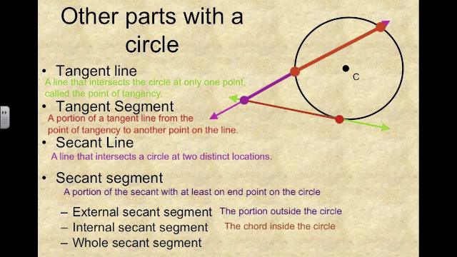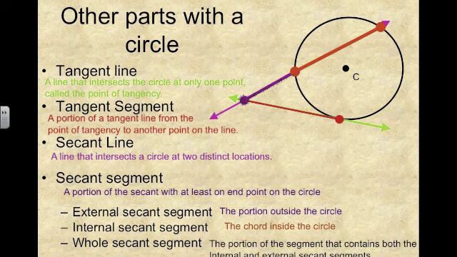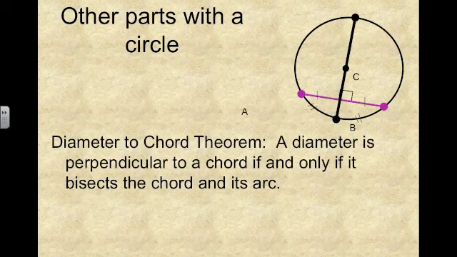Okay? We have an internal one. Well, that's actually just a chord. The internal secant segment is just a chord that happens to be part of this whole line. And then you have your whole secant segment, which is from that point outside through the point on the circle where the two of them meet all the way to the far side. So that's the whole thing. You're going to have to understand these parts of these segments, because what's going to happen is this circle does neat things with these segments.